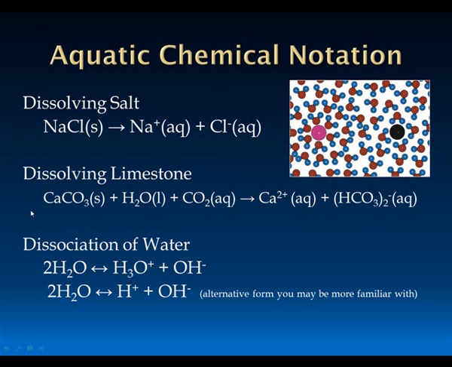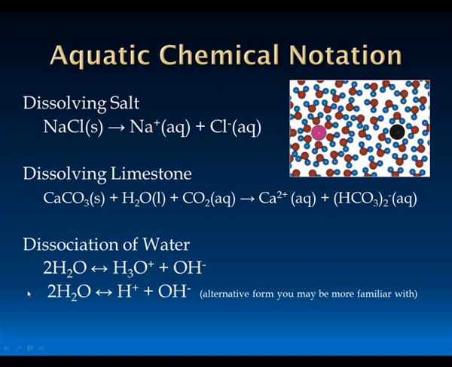If we look at dissolving limestone, then we've got calcium carbonate solid in the limestone that combines with water as a liquid and carbon dioxide dissolved into the water, and that actually creates a carbonic acid which dissolves the calcium carbonate and produces aqueous calcium cations and bicarbonate anions. So this is the process by which limestone is dissolved. You create karst topography and caves, things like that.